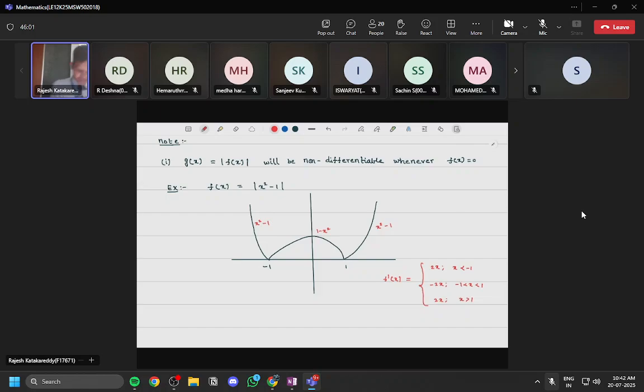Clear? At minus 1 and plus 1, the function is not differentiable. So that's what I did. I equated to 0 and got plus 1 and minus 1, two non-differentiable points. Any doubts in this? Understood this one?